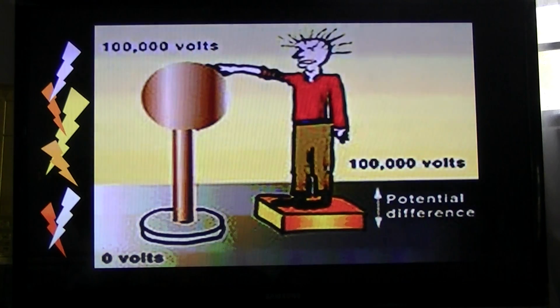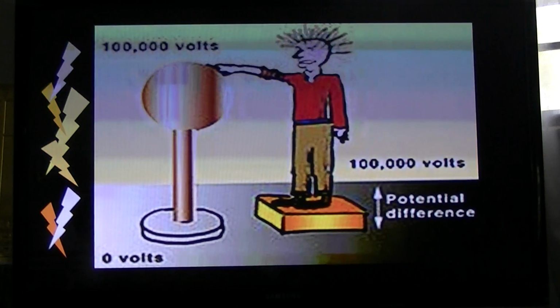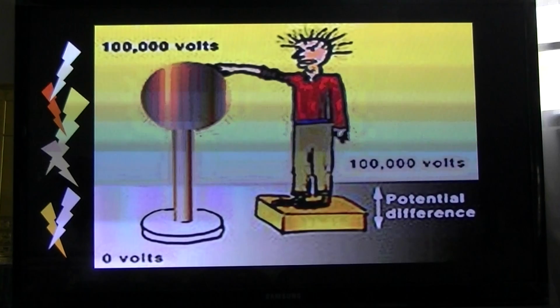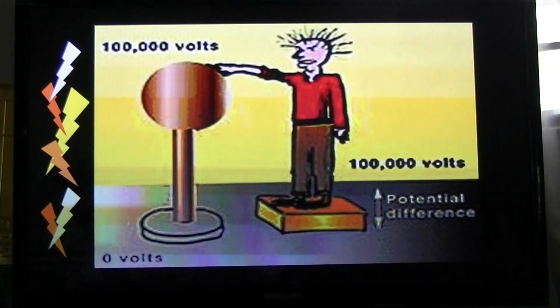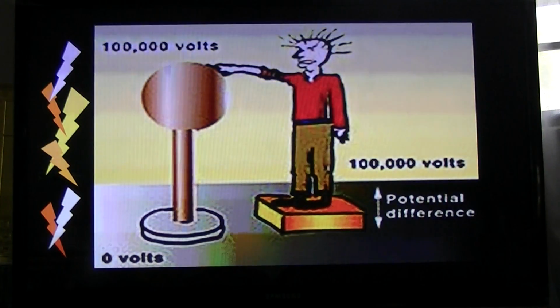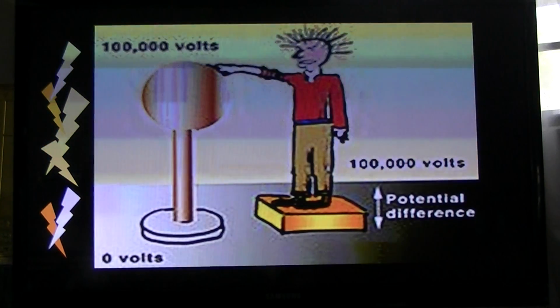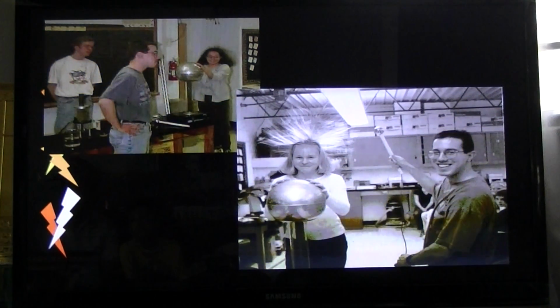So look at the guy's hair. He shakes his hair and all his hair stands up. You remember this one? Do you remember this one at the Science Museum? Here it gives you a better idea. They have the silver ball. Look at the girl's hair. You see how nice her hair looks?